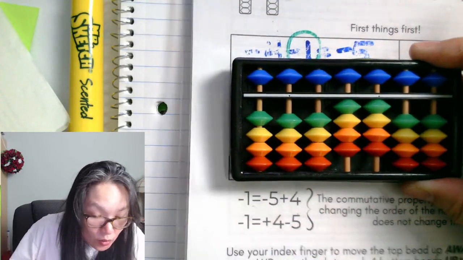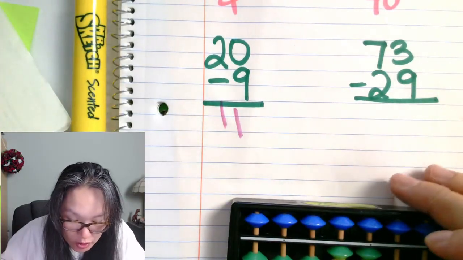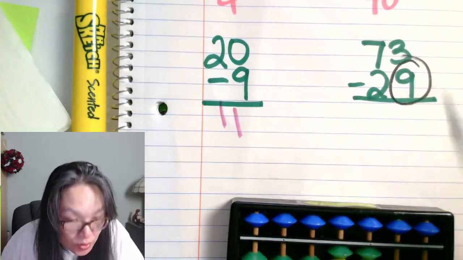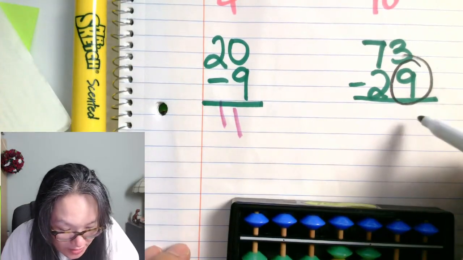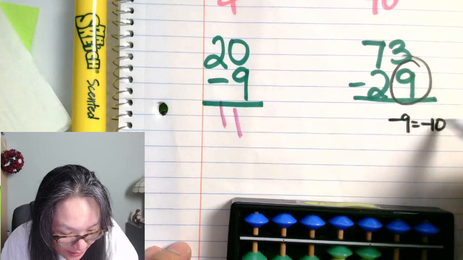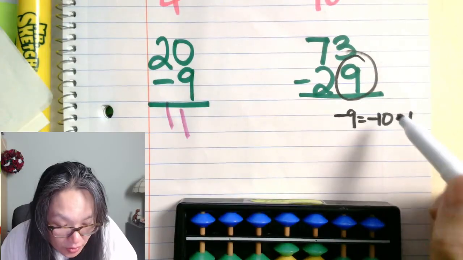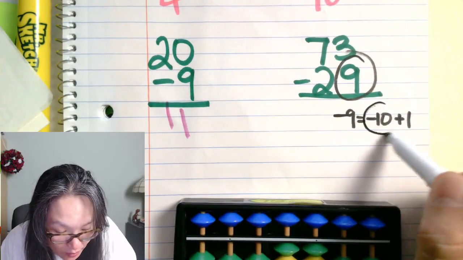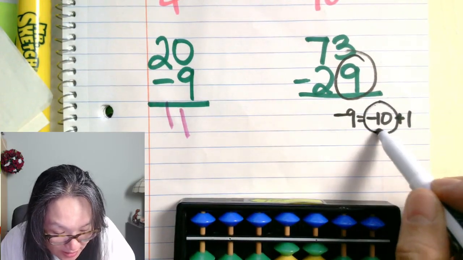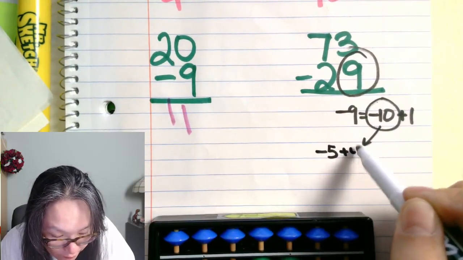Exactly, Victoria. So what just happened? What just happened is we took a two-step equation. This is a two-step equation. The first thing we did was minus the 9 is equal to minus the 10 plus the 1. Then we didn't have any more beads to do this, so we had to substitute minus the 5 plus the 4.